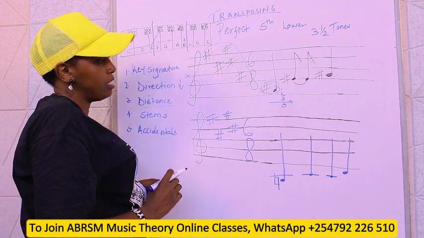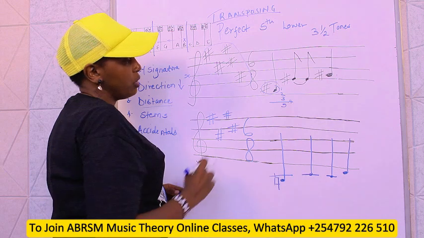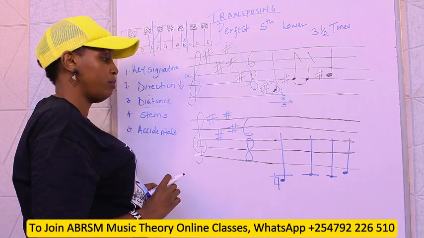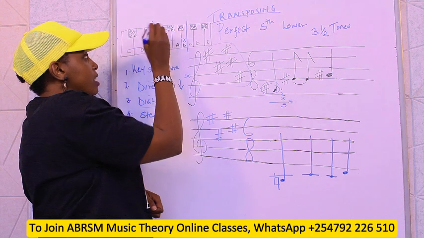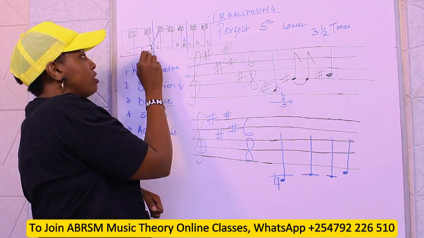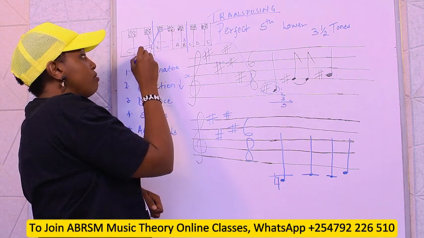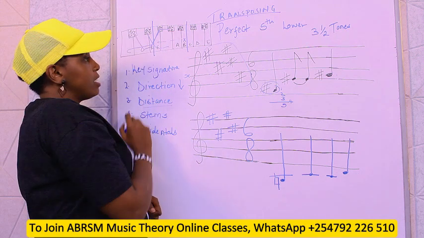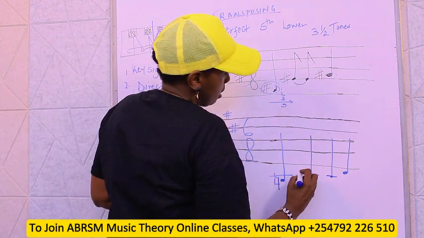Then I have a C. It is sharp on a G, okay? And I'm going down to a C. From a G sharp to a C. From G sharp to F sharp, that is one tone. From F sharp to E, that is another tone. From E to D, that's my third tone. And then from D to C sharp, that is my other half. So it means that this C will become a sharp.